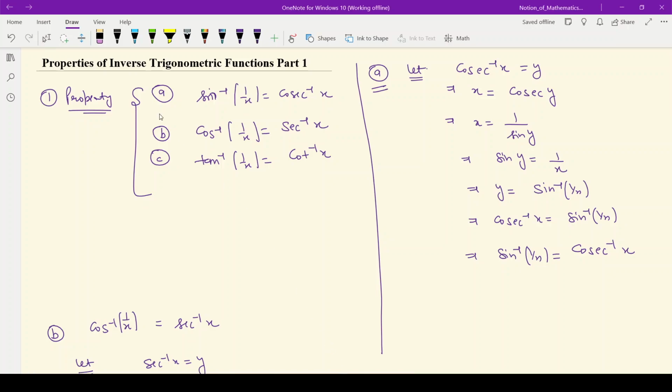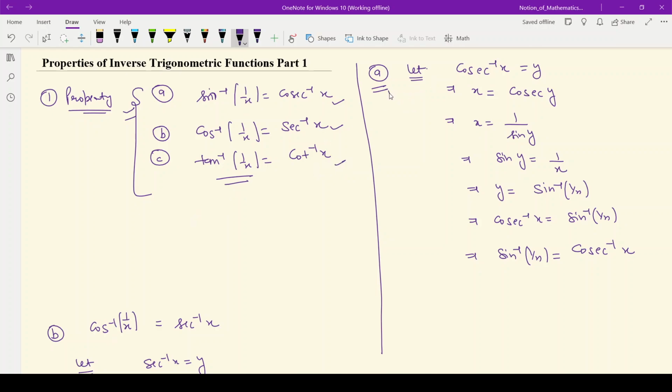Hello students, in today's video I am going to discuss some properties of inverse trigonometric functions, and this is part 1 in this series. As you can see here, there are three properties mentioned: A part, B part and C part. In A part we have to prove sine inverse of 1 by x is cosecant inverse x. B part is cos inverse 1 by x is secant inverse x, and C part is tan inverse 1 by x is cot inverse x.